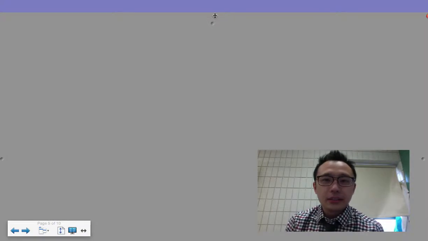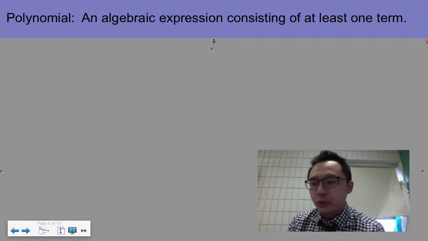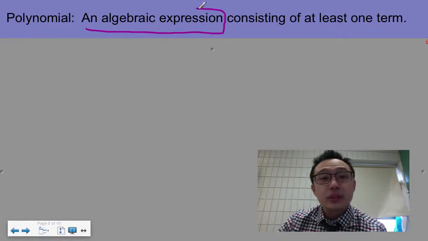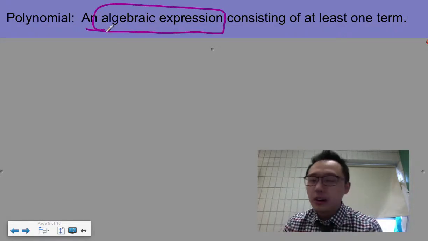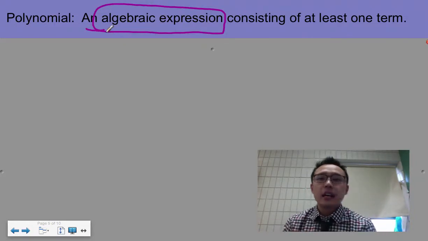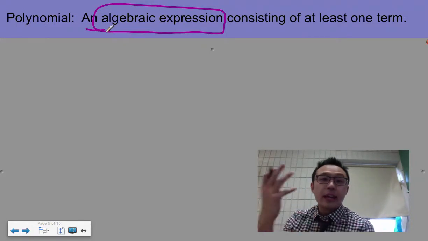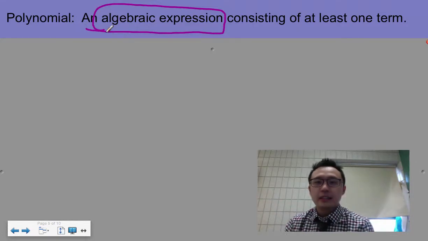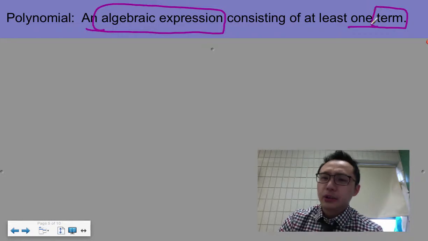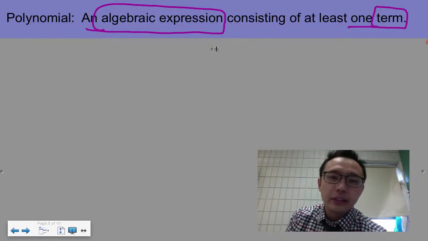So first thing to look at is a polynomial. If you're wondering what a polynomial is, it's an algebraic expression. So this is about algebra, about all the things that are unknown, things like a's and x's and y's. Anytime you see that, that is sort of what an algebraic expression is. And this consists of at least one term. So what does one term mean? What is a term? We're going to look at that.